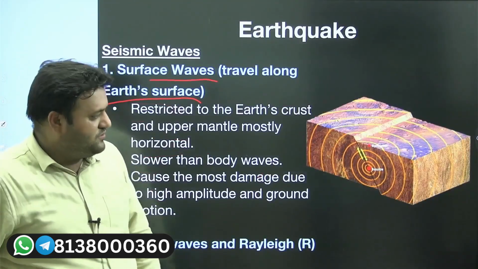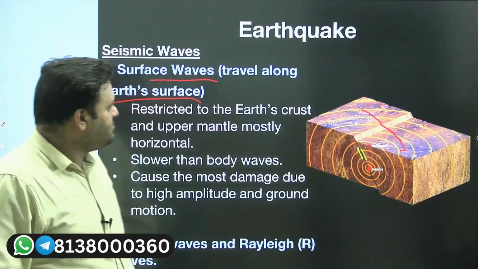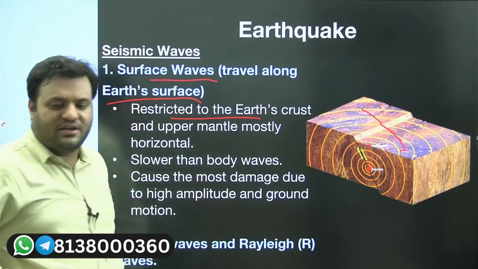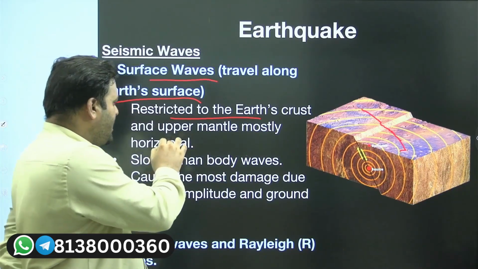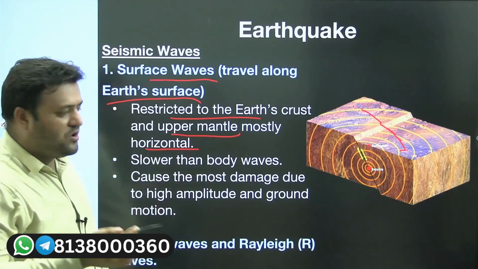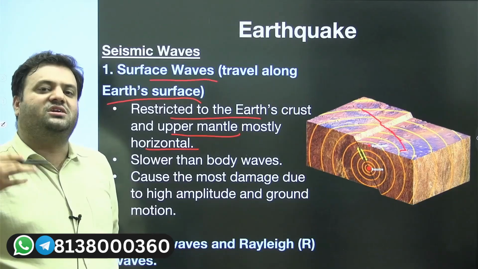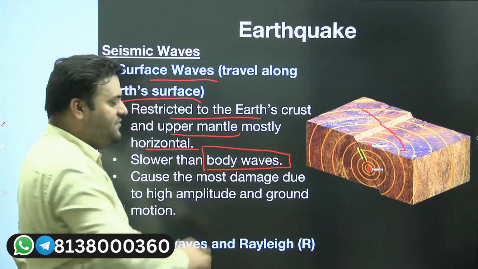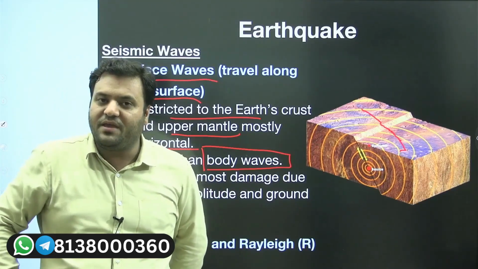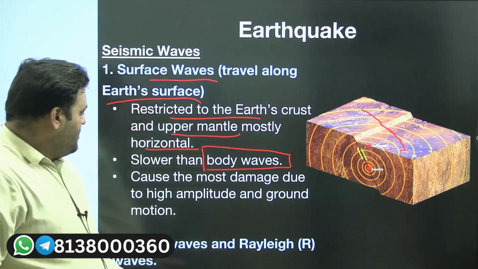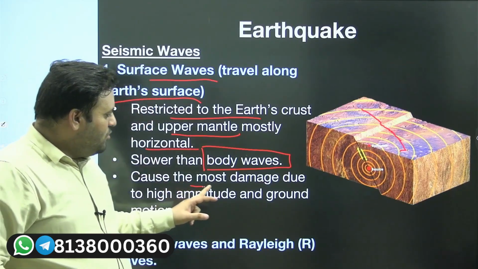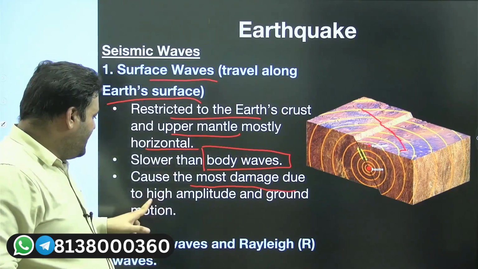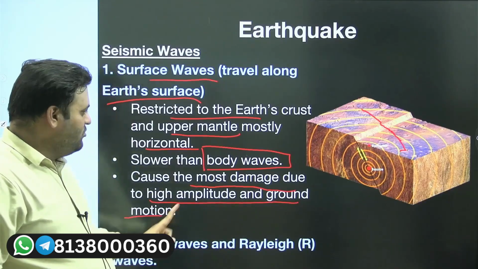Similarly, we have surface waves. These surface waves are restricted to the earth crust and upper mantle, mostly horizontal in their propagation direction. They are slower than body waves. Remember, they are slower than body waves. These surface waves are slower than P wave and S wave collectively. Surface waves cause the most damage. Why? Because they travel along the horizontal surface, and they lead to high amplitude and ground motion.